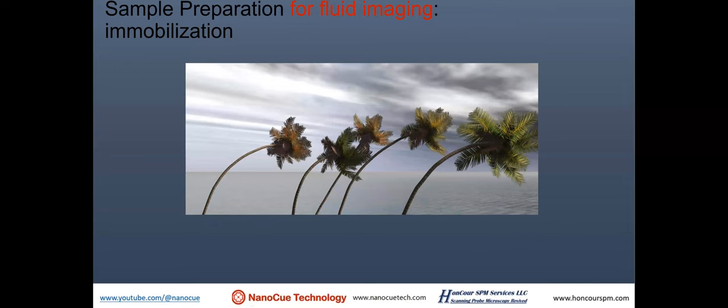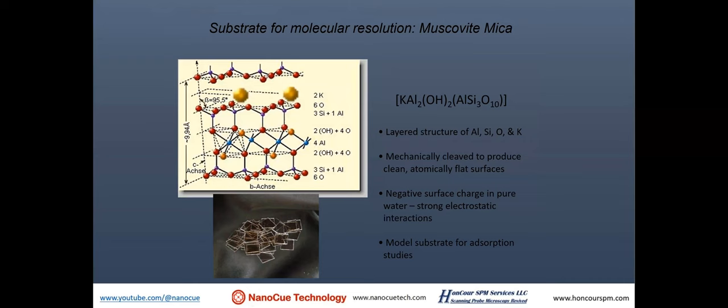One thing I will mention is that when you do fluid imaging, it is very important to pay attention to what we call sample immobilization. In other words, the sample has to be anchored to the surface of a substrate, and it cannot be washed away by your fluid. There are many immobilization techniques for mica surface. Sometimes you can use the electrostatic charge. Mica surface is always negatively charged, and if you have a sample that's positive, the sample and surface will naturally attract each other.